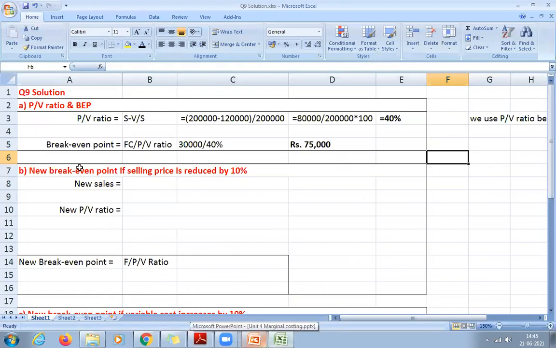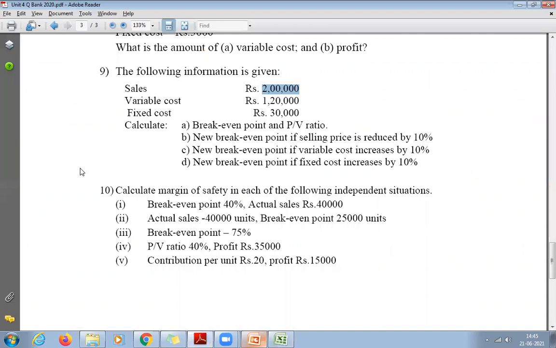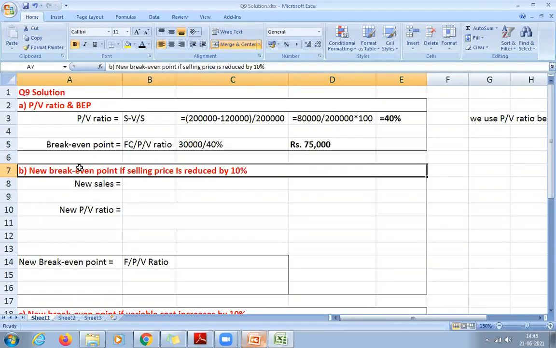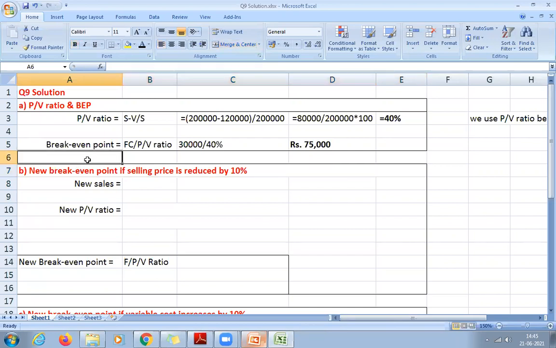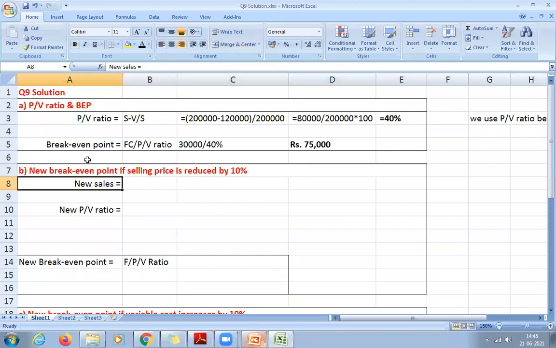If the selling price is reduced by 10%, first we have to calculate what? We have to calculate the new sales. The old sales given there is 2 lakhs. How to calculate the new sales? Anyone? Old sales minus 10%. Yeah, very correct.